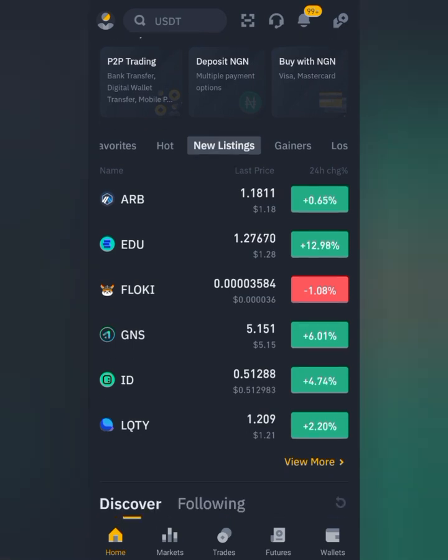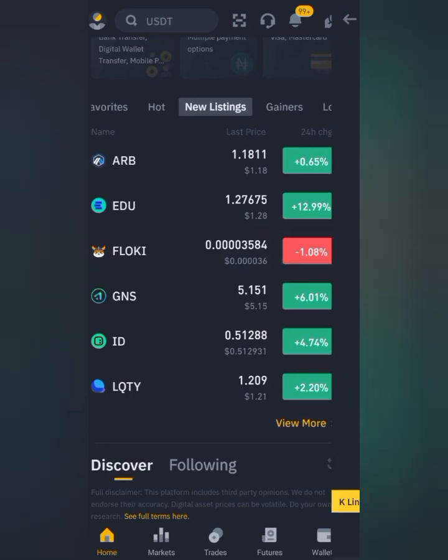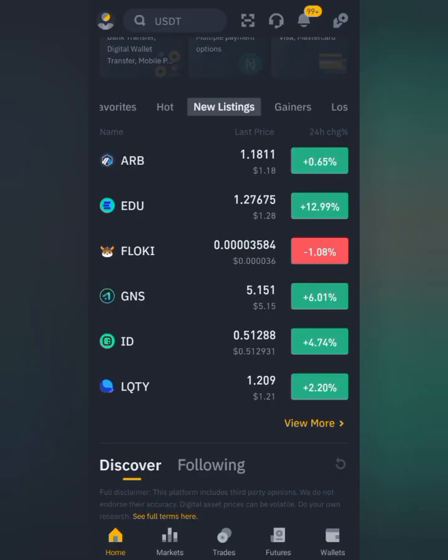So when you pick one, let's just go with one. This Floki looks interesting. Even though it's on the red, no, let's choose something else. Let's choose this Edu. Yeah.